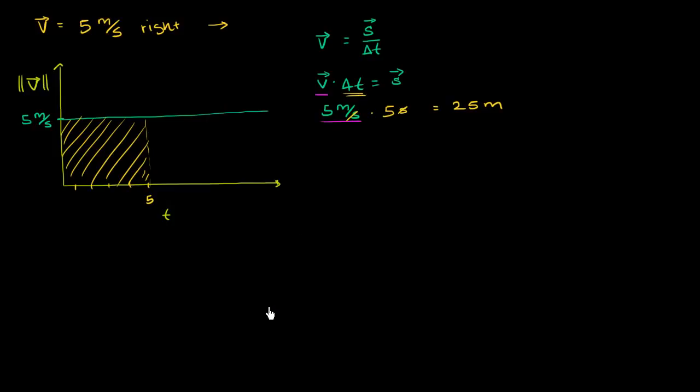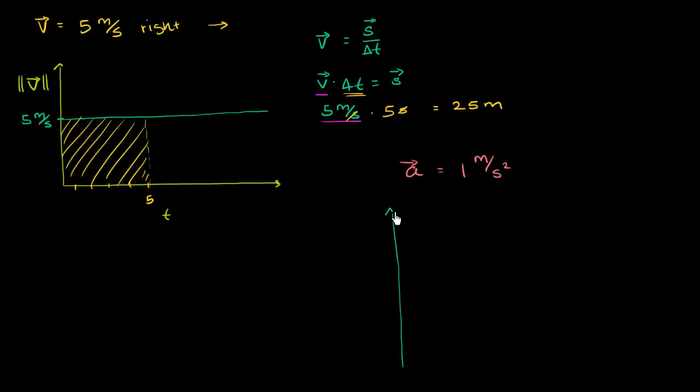So let me draw a slightly different one where the velocity is changing. Let me draw a situation where you have a constant acceleration. The acceleration over here is going to be 1 meter per second per second, so 1 meter per second squared. And let me draw the same type of graph, although it's going to look a little different now.